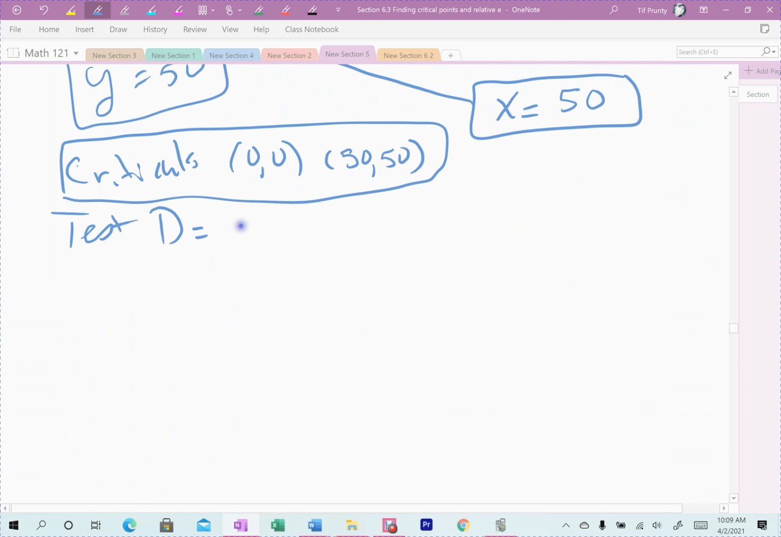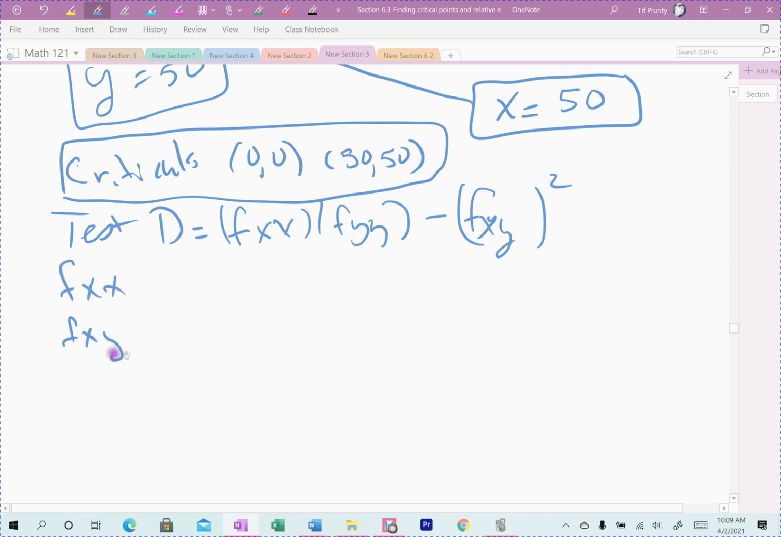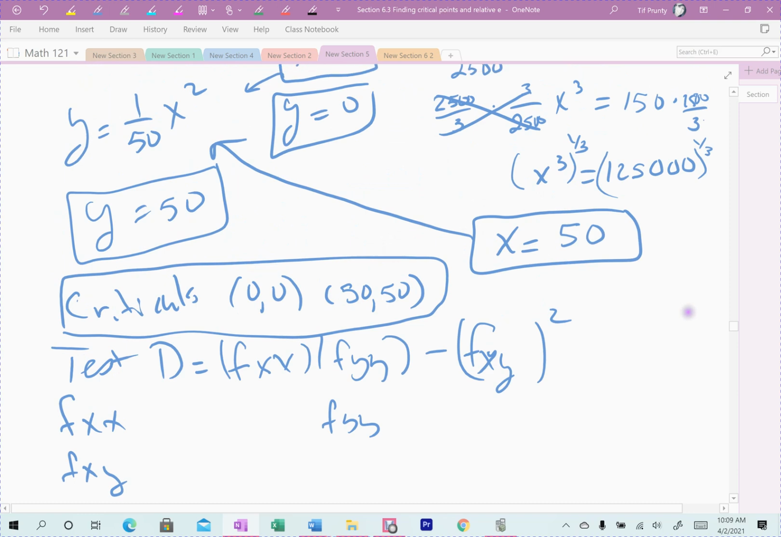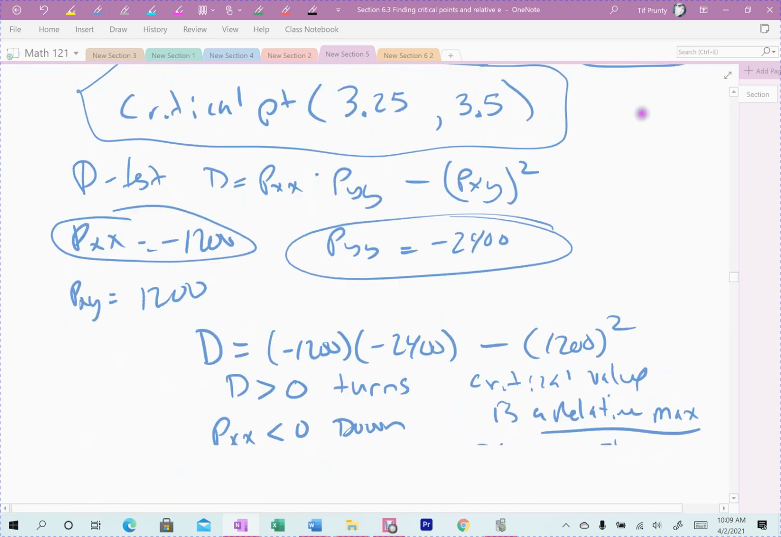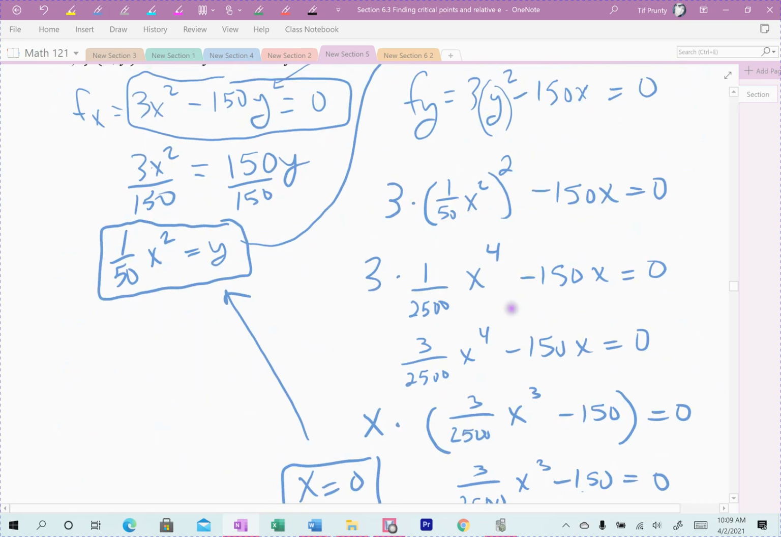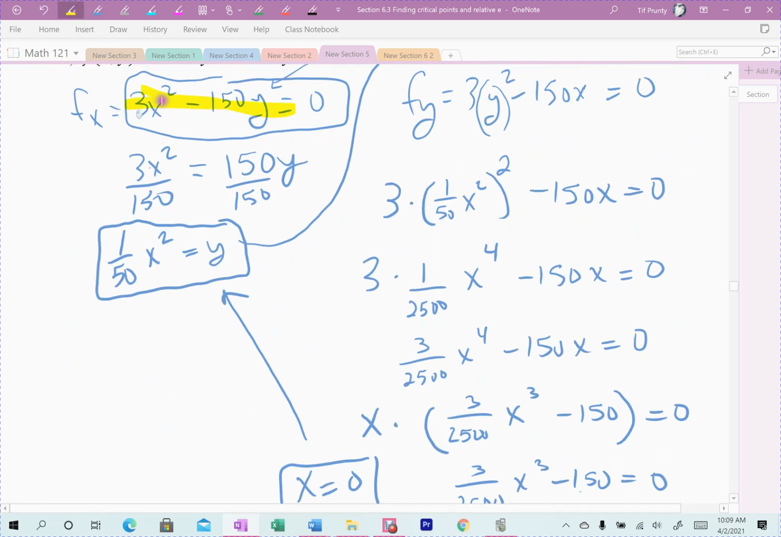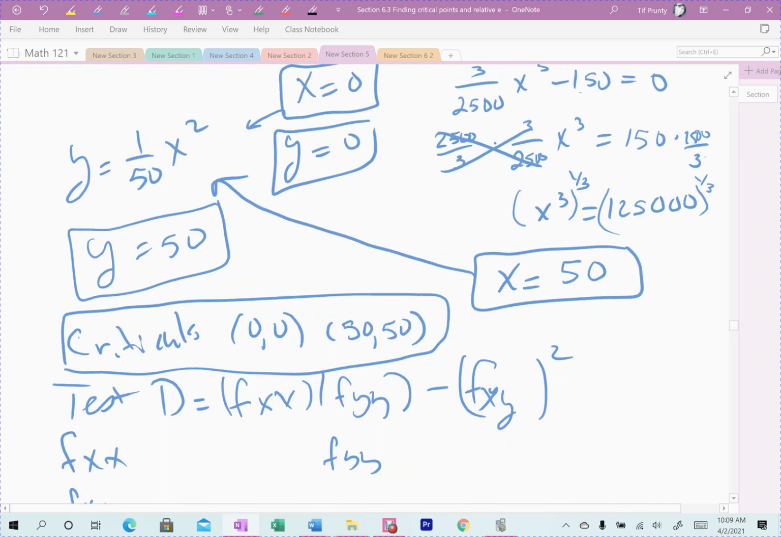Alright, so remember the D formula is f sub xx times f sub yy minus the mixed squared. So find those derivatives first and then plug them into the formula. So f sub xx, apparently I wanted to scroll up too far. There we go. So with respect to x, it's going to give me a 6x. And then with respect to y, it's going to give me a negative 150. So I go ahead and write those down.